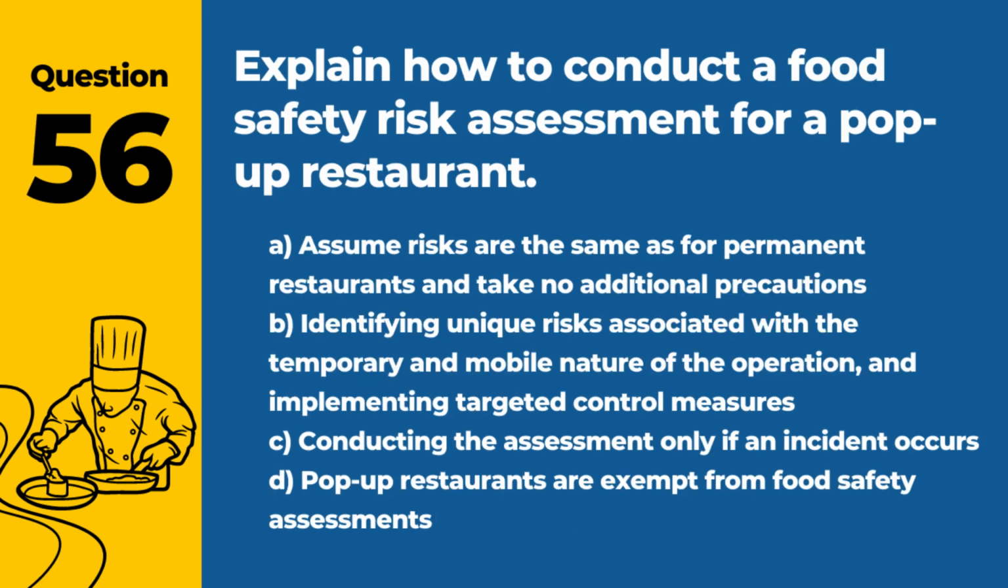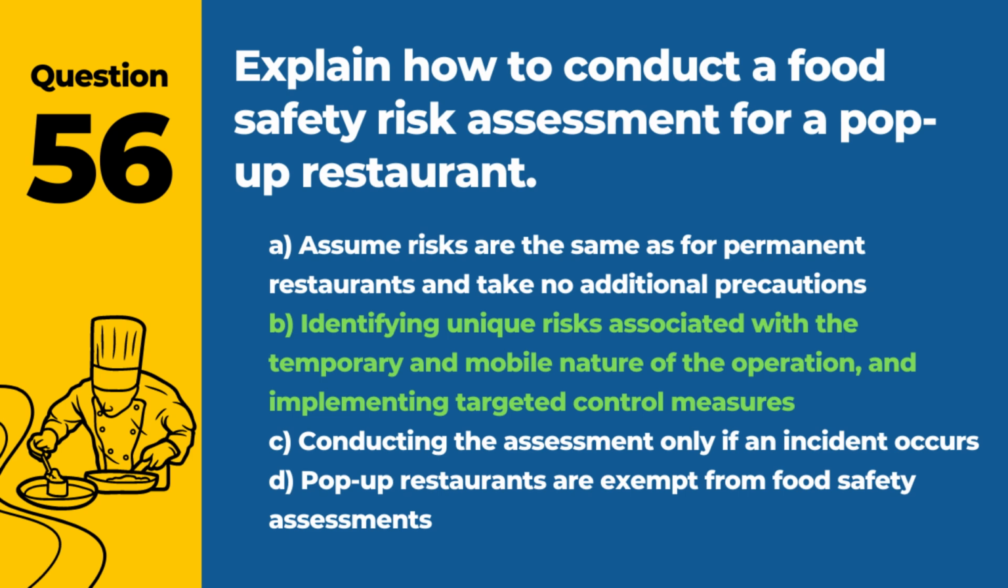Question 56. Explain how to conduct a food safety risk assessment for a pop-up restaurant. A. Assume risks are the same as for permanent restaurants and take no additional precautions. B. Identifying unique risks associated with the temporary and mobile nature of the operation and implementing targeted control measures. C. Conducting the assessment only if an incident occurs. D. Pop-up restaurants are exempt from food safety assessments.